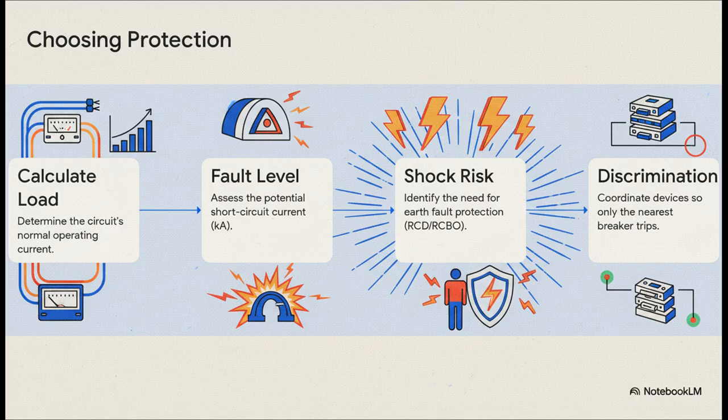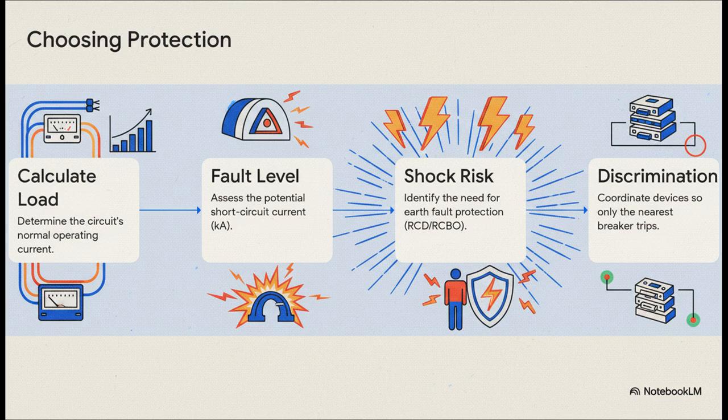So, how do you make the right call? It's a systematic process, really. First, you calculate the load to size your overcurrent protection. Simple enough. Second, you determine the potential fault level. This is the kA rating or breaking capacity. It makes sure the device can survive a worst-case short circuit without exploding. Third, you assess the shock risk to see if you need that RCD or RCBO protection.